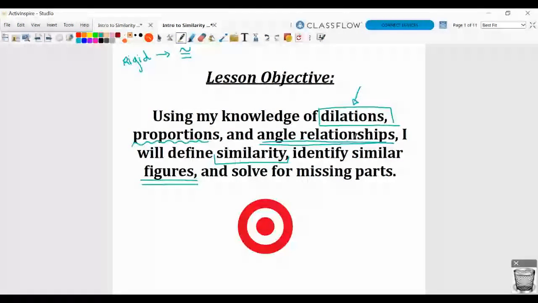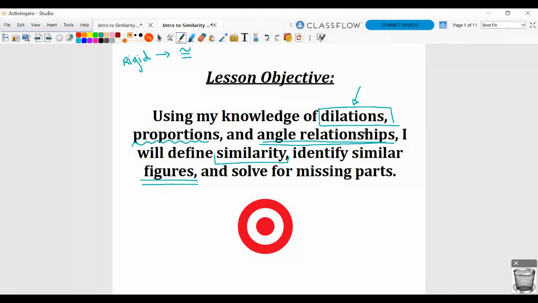We did a lot with dilations on a grid, whether you are identifying the center and the scale factor or graphing given the center and scale factor. We also took a look at proportions and ratios versus proportions, setting up two equivalent ratios in order to solve them, and we used the method of cross multiplication to successfully solve proportions. And then finally, we can go all the way back to some angle relationships that we learned about parallel lines, and maybe you can think about how this ties in.